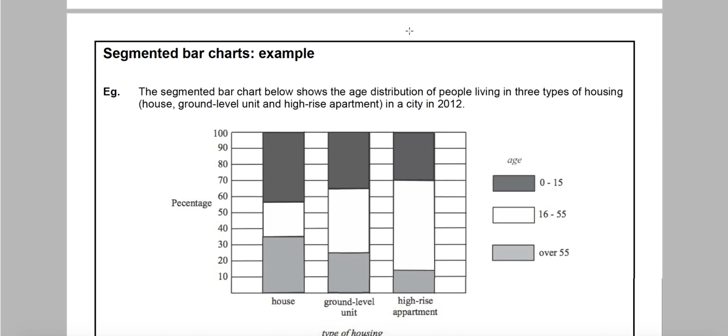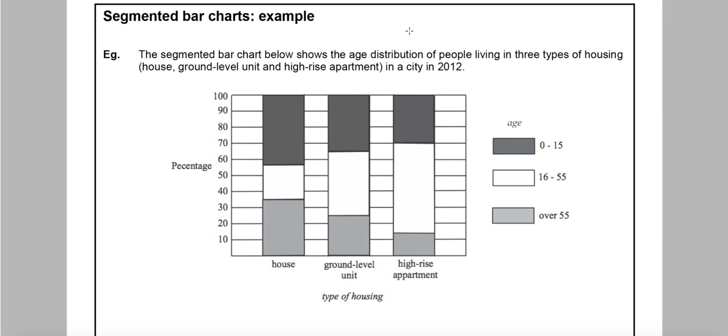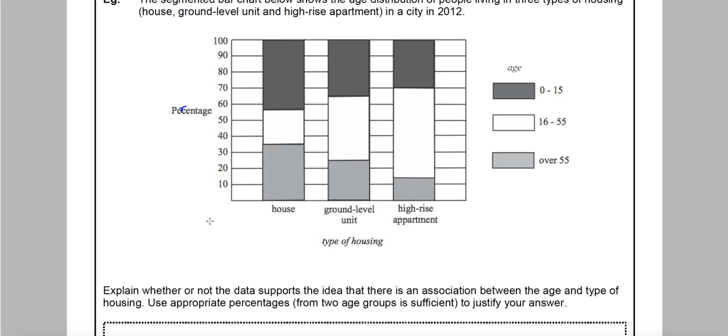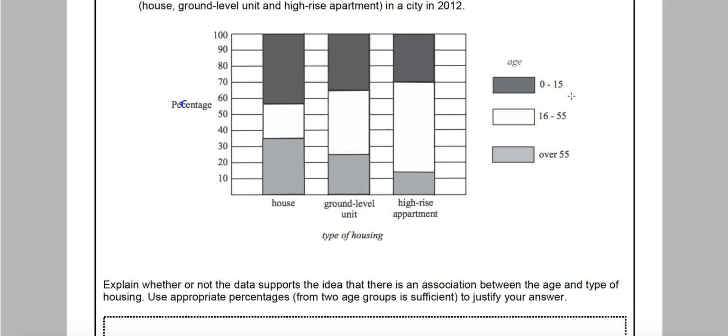Okay, just one more, just to really highlight what we need to do here. We've got 3 different types of housing, house, ground level, high rise, and we've got the percentage. Oh, and that's missing an R. I didn't do that, I promise. Okay, so we've got the age, 3 different age brackets, and you're probably thinking, well, age isn't really categorical, but it is when you put it in little intervals like this. So they've put 3 categories of age, and then they've got the 3 categories of type of housing.